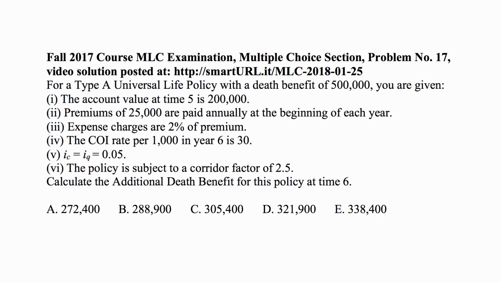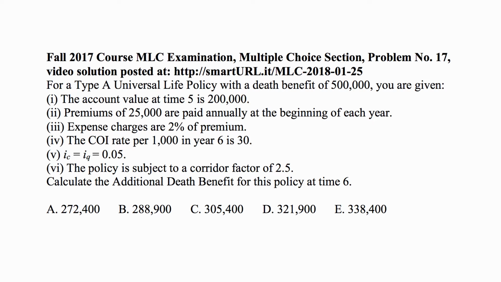This is a problem from the last fall 2017 exam MLC, problem number 17 in the multiple choice section. For a Type A universal life policy with a death benefit of $500,000, you were given that the account value at time 5 is $200,000. Premiums of $25,000 are paid annually at the beginning of each year. Expense charges are 2% of premium. The cost of insurance rate per thousand in year 6 is 30.